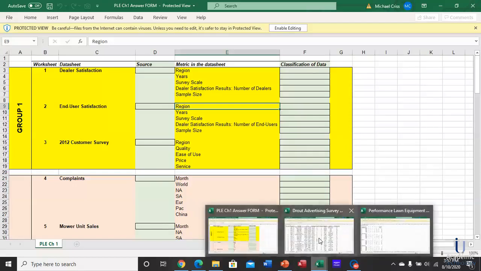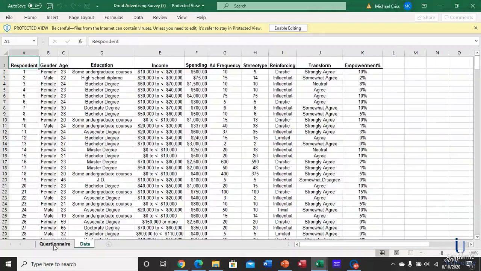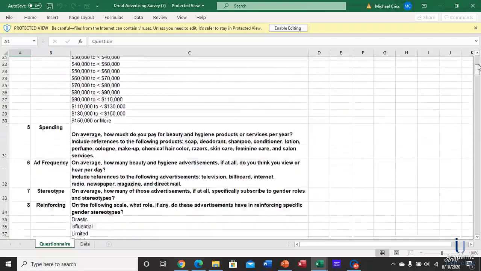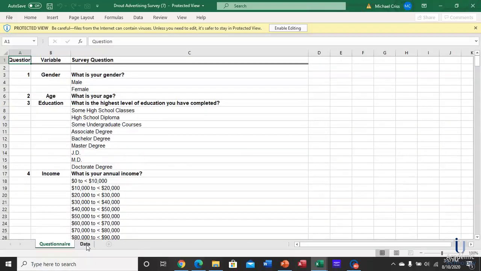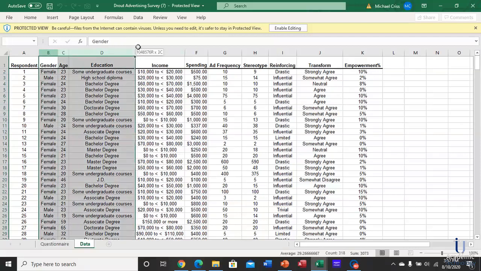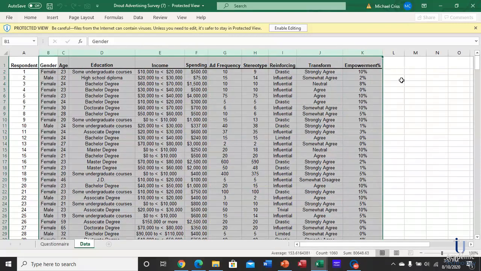For drought advertising, it's very similar. It gives you data that was assembled from a series of questionnaires that were given to customers. And in chapter 1, they explain each one of those survey categories and what they were aiming at and what the data was looking for. And then here in the spreadsheet, we have the data. So again, what you'll do for discussion 1A is to classify each of these data variables as either nominal, ordinal, interval, or ratio data. Okay?